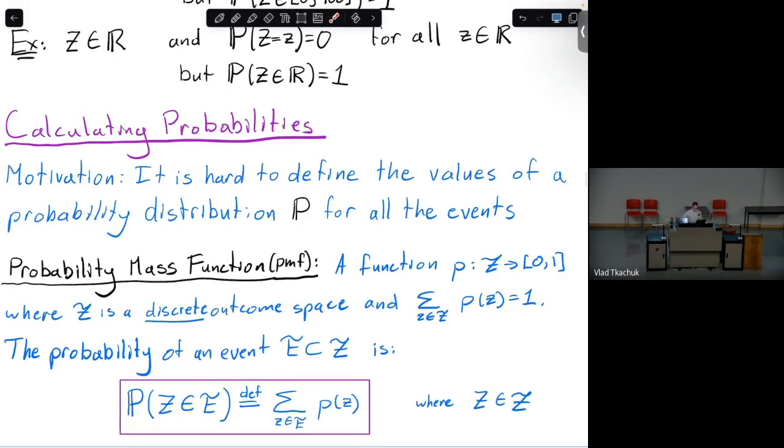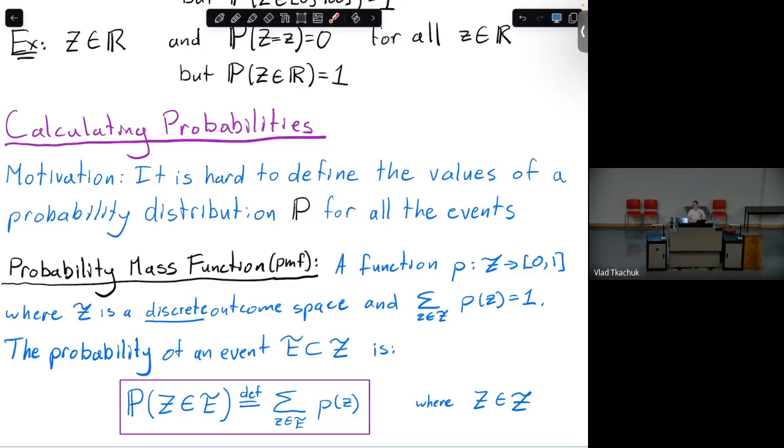Sorry about that. Okay, so we move on to calculating probabilities. And by probabilities, I mean calculating the values of these probability distributions on an event. This is all motivated because there are a lot of these events, right? These events are any subset of the outcome space. Imagine trying to write this function for every single event. It's going to be hard.